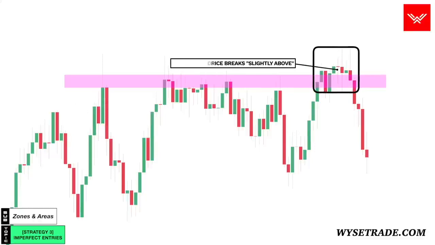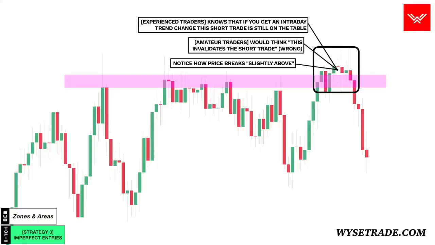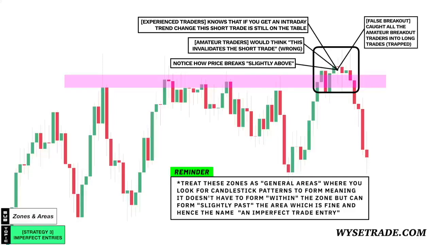Now, this is a great example of why you are treating it as an area, because notice how price breaks slightly above. An amateur trader would then think this invalidates the short trade, where a more experienced trader, like you are now, knows that if you get an intraday trend change, this short trade is still on the table. Remember that you are looking for candlestick patterns to form in the general area. It doesn't have to be within the zone you created. It can go slightly past as well.